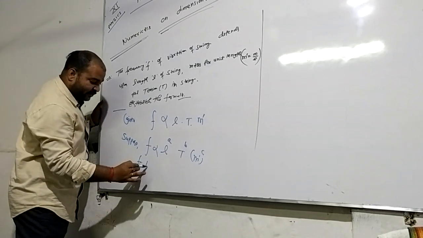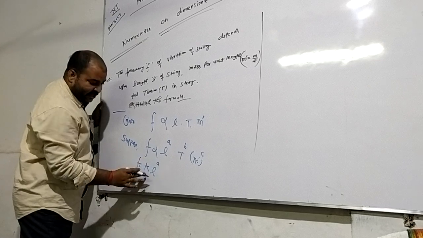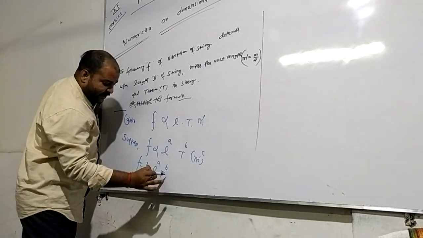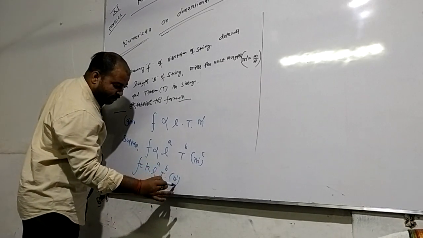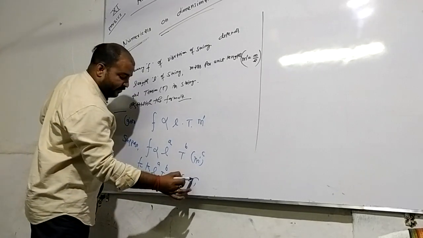Proportionality is removed. A constant K is here. f equals K L power a, T power b, and m dash power c. This is the first equation.